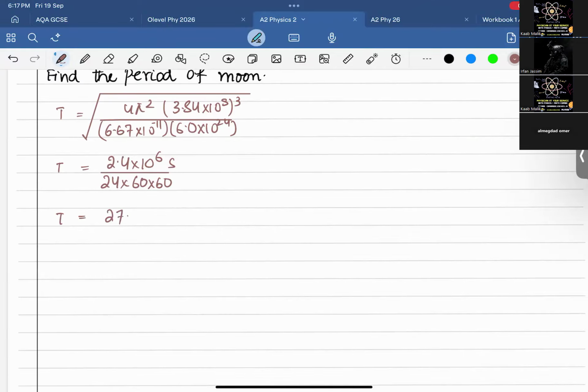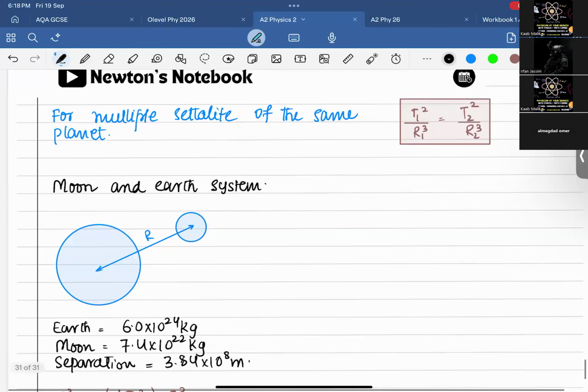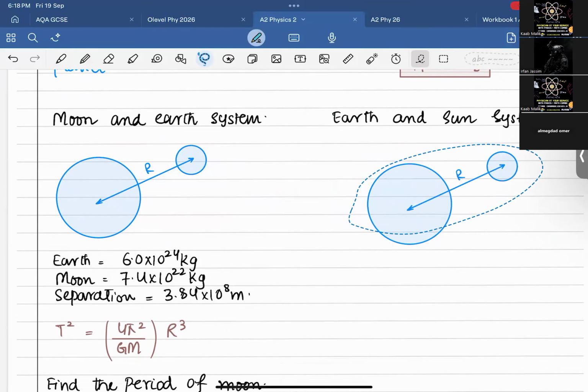27.4 days. Now, if you imagine the Earth and Sun system, we know that the Earth takes 365 days to complete one orbit around the Sun, which is 1 year. And let's try to find out the separation between the Earth and the Sun.